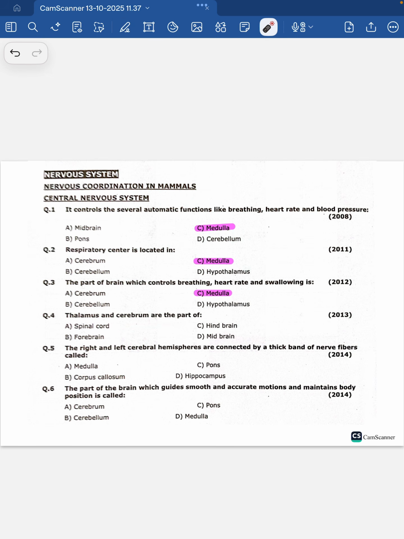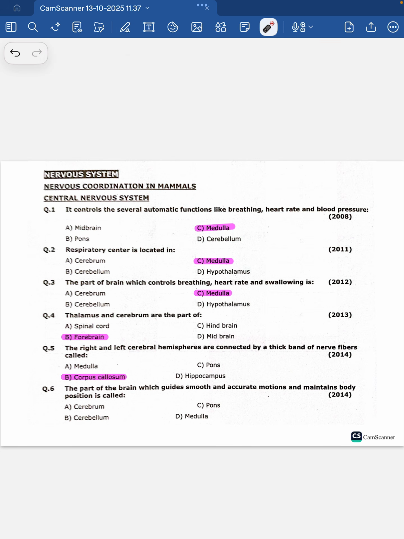Question number 4, thalamus and cerebrum are the part. You know very well that they are the part of forebrain, so beta will be the right option. Question number 5, the right and left cerebral hemispheres are connected by a thick band of nerve fibers. So here the answer will be corpus callosum. Okay, corpus callosum is the large band of axon that connect the two cerebral hemispheres.